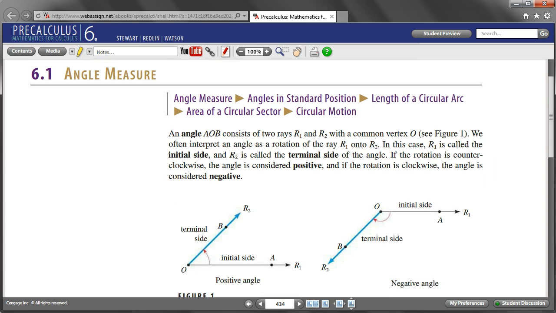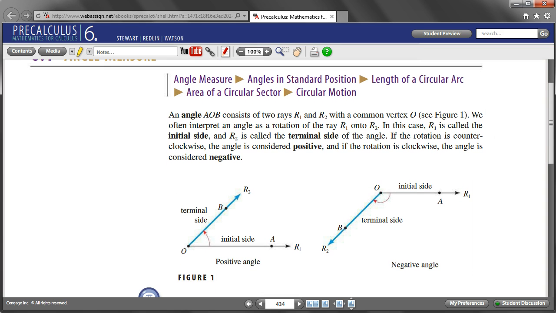Let's begin with angles. Now we have 2 pictures here, figure 1, and both show the angle behavior. Both have a black ray OR1 and a blue ray OR2, and black is labeled initial and blue is labeled terminal. What are we looking at? We are looking at rotations. The black ray OR1 is the initial ray, and if we rotate it with respect to the origin O, then we are going to end up with a blue ray OR2.